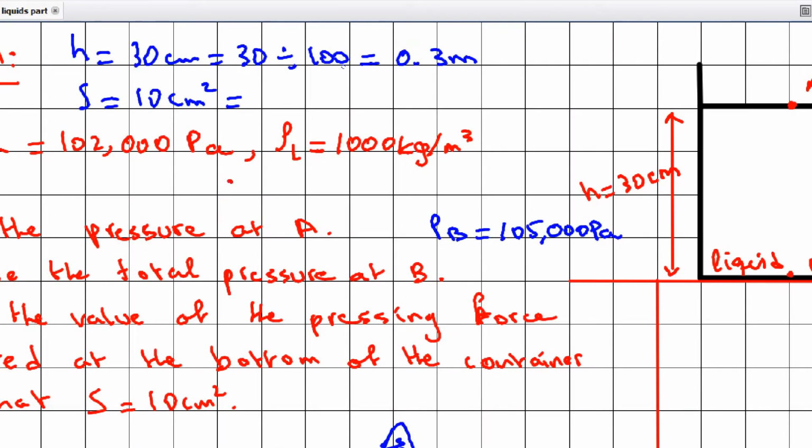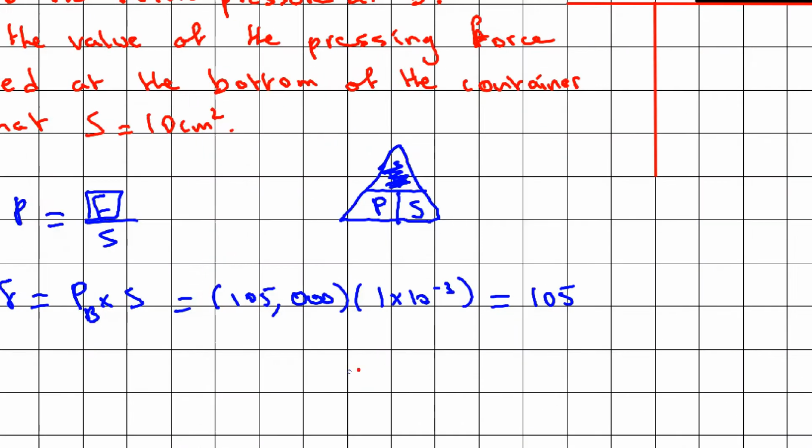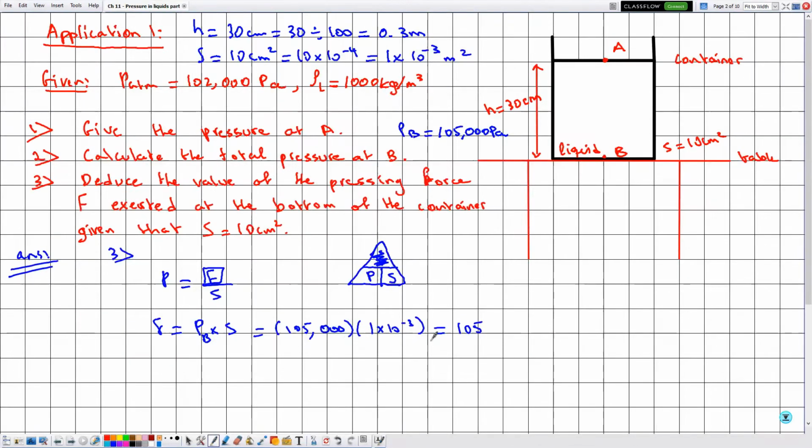Knowing that centimeter squared is not the SI unit of area, in order to convert from centimeter squared to meter squared, we simply multiply by 10 to the power minus 4. Then 10 multiplied by 10 to the power minus 4, so the surface area in the SI is given by 1 times 10 to the power minus 3 meter squared. So now the pressure at the point B is 105,000 and the value of S in SI is 1 times 10 to the power minus 3. Plugging this into the calculator, the value of F is 105. Since both the pressure and the area are expressed in SI, the value of F will be in newtons. So F is equal to 105 newtons.